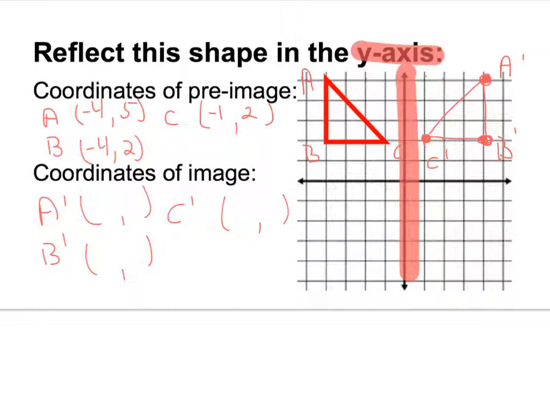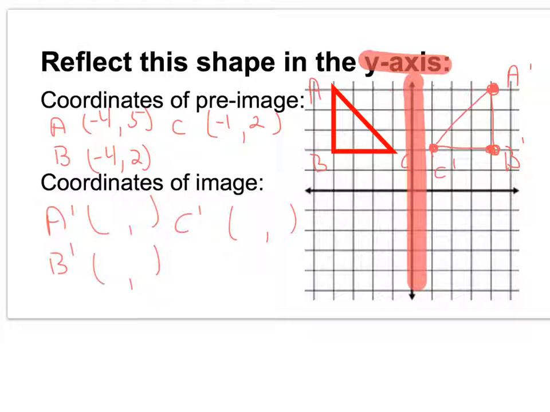Okay, so now we have our coordinates. A prime should be positive 4 and positive 5. Sorry about the blue there. For B, we should have positive 4, positive 2, and for C, we should have positive 1, positive 2.